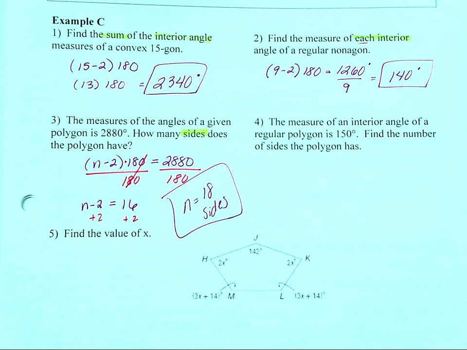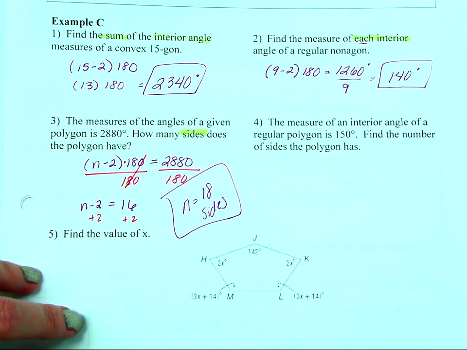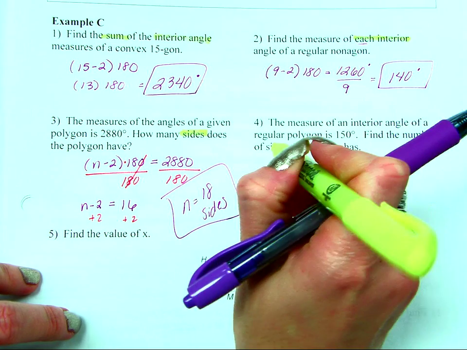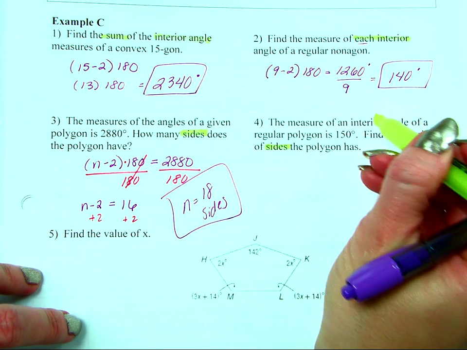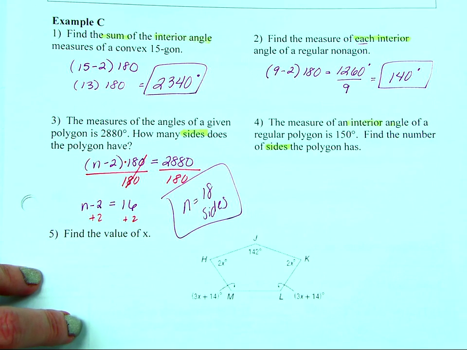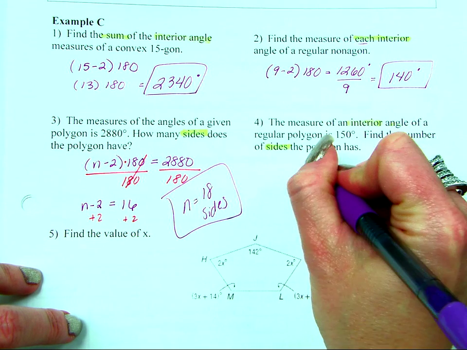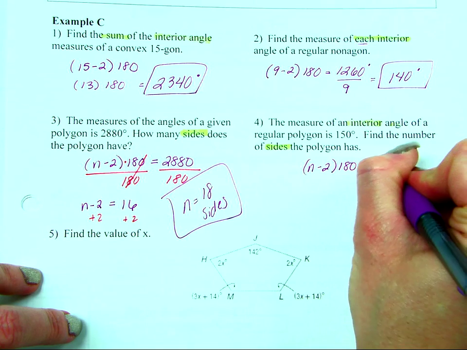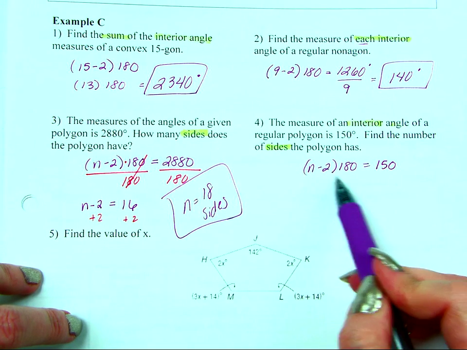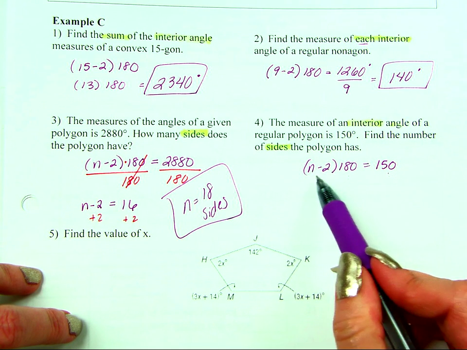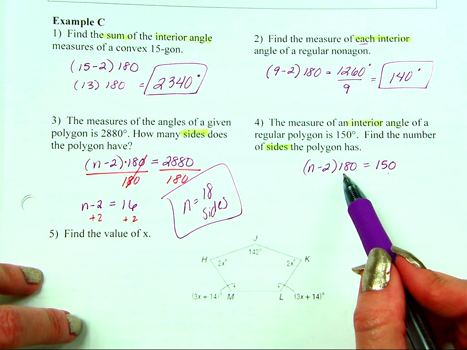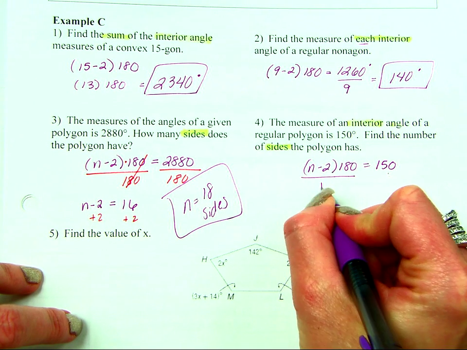Number 4, it tells me that the measure of an interior angle of a regular polygon is 150. Find the number of sides. Again, I'm looking for the number of sides, but I don't have a total here. I have one interior angle. So if I had set it up as I did before, this is not true because this is the total degrees and this is one angle, each angle. So what would I have to do over here? Well, n minus 2 times 180 is the total degrees. If I wanted each angle, I would have to take this and divide by n.